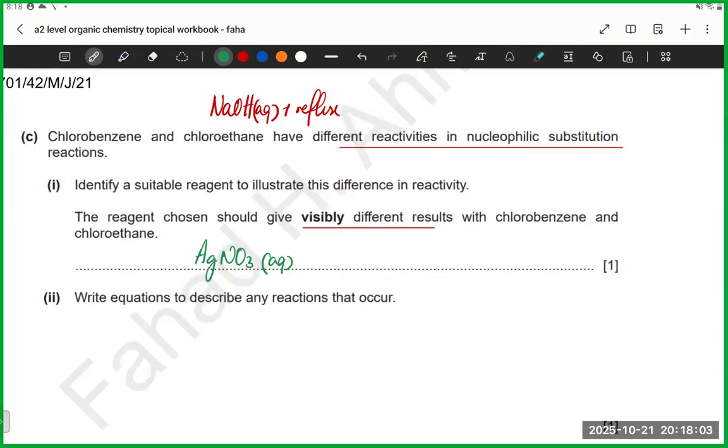Ishaq, Khala, Minal, is this clear? Very clear? Yes.